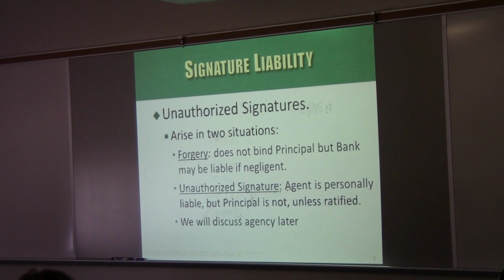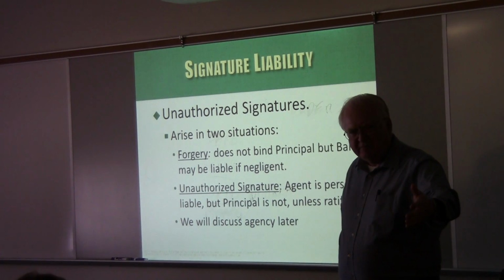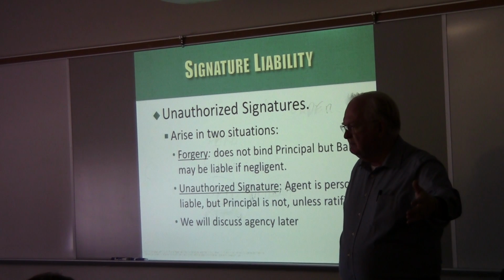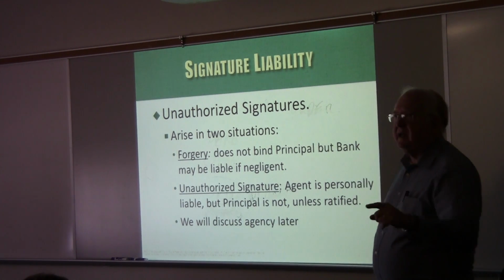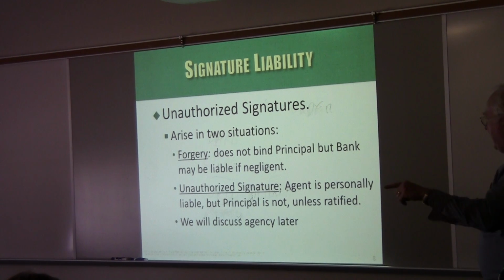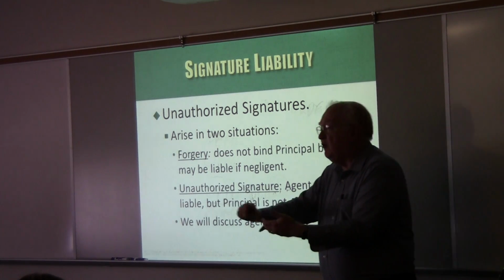Notice to endorsers. Unauthorized signatures arise in two situations. Forgery does not bind the principal, but the bank may be liable if the bank is negligent. That means, AJ, if Jody, you work in a bank, and the bank has signature cards on file. Do they ever check them? No. Why not? As a practical matter, if you checked every signature that came in, it would be a lot of work. But AJ, as a practical matter, they don't check. So you open a checking account, you sign, and then they've got your signature on file.